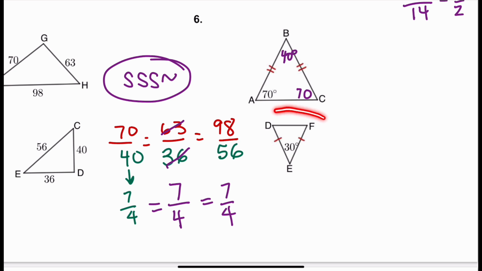Now, if I look at the bottom triangle, I only have one angle. It's 30 degrees, which is not equivalent to any of the angles here. So these two triangles would not be similar because the angles do not line up.